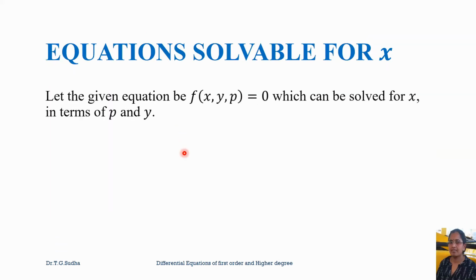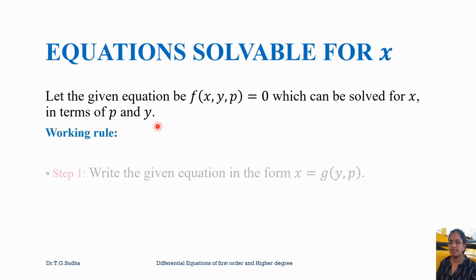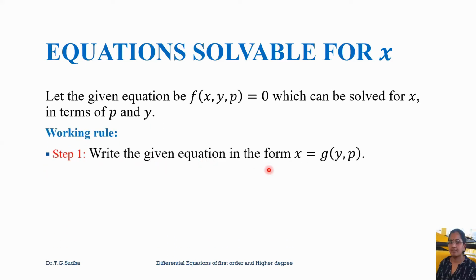So first, let us take the equation f of x comma y comma p equal to 0, which can be solved for x in terms of p and y. That is, given an equation which contains x, y, p, one can solve for x in terms of p and y. So the working rule is we need to write the equation in the form x is equal to g of y comma p. That is, x is expressed as a function of y and p.